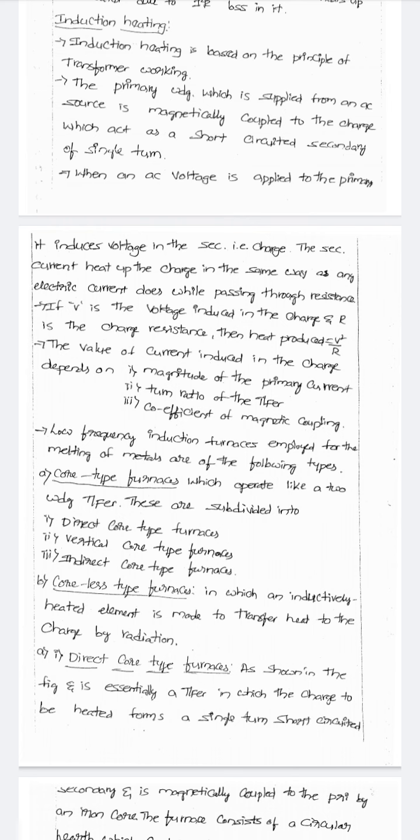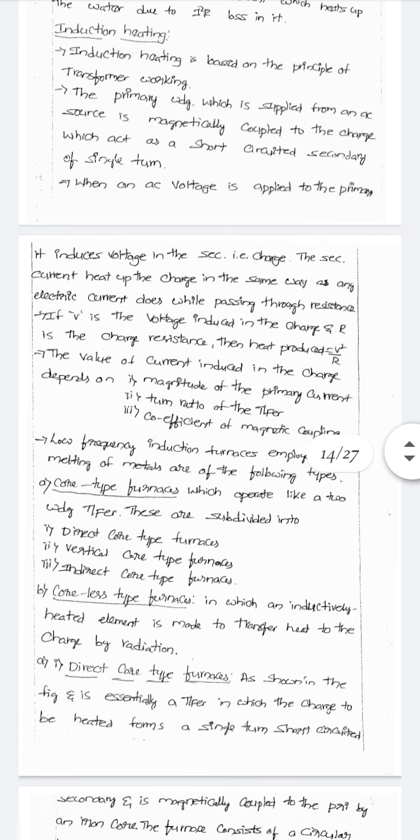When a current is passed through one coil, the flux is established in the second coil due to that MI. The same principle will be applicable here. The primary winding, which is supplied from an AC source, is magnetically coupled to the charge, which acts as a short-circuited secondary of a single turn. The same principle used in the transformer, you have to apply here.